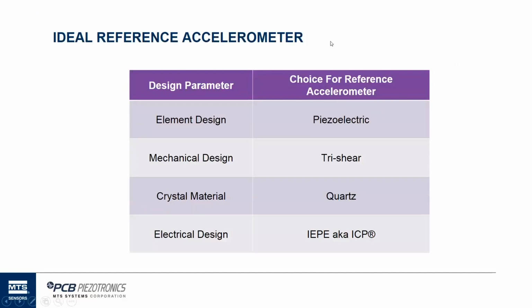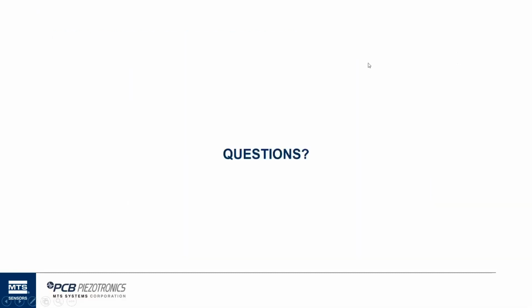So that's our overview of the different design characteristics of accelerometers, and finally why we make the choices we make for a reference accelerometer. When we come together next time, we'll talk about calibration techniques and how these reference accelerometers are used in calibrations, and the actual calibration techniques themselves.